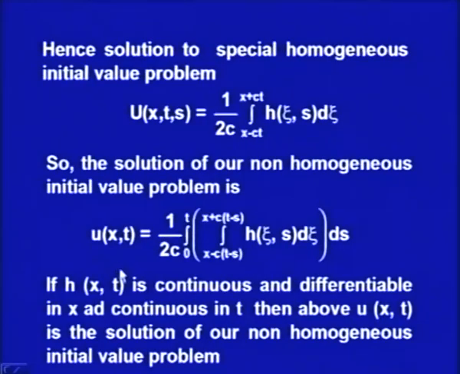would exist if my right hand side function h(x, t) is continuous and differentiable in x and continuous in t, then this u(x, t) is a solution of our non-homogeneous initial value problem. The only condition we require is that these integrals must exist. For the integrals to exist, I require that this function must be continuous, and since we are using a double integral and a partial derivative with respect to t, with respect to x it should be differentiable and with respect to t it should be only continuous.